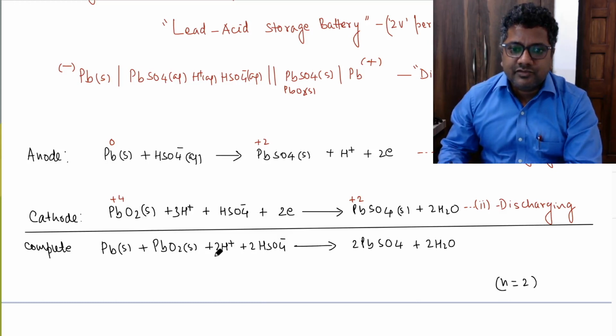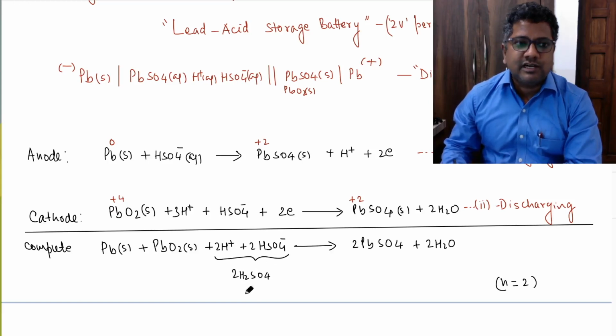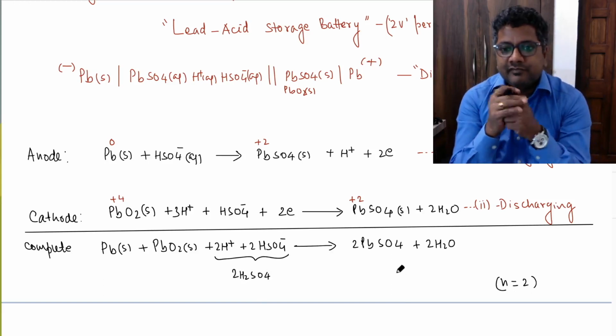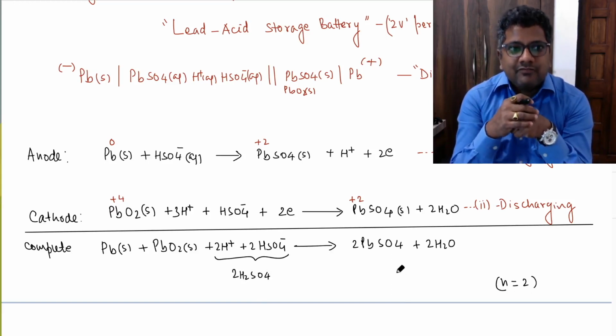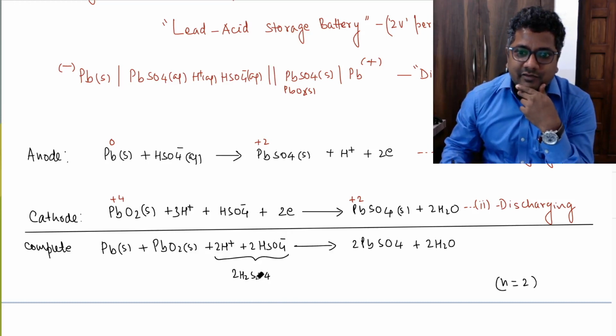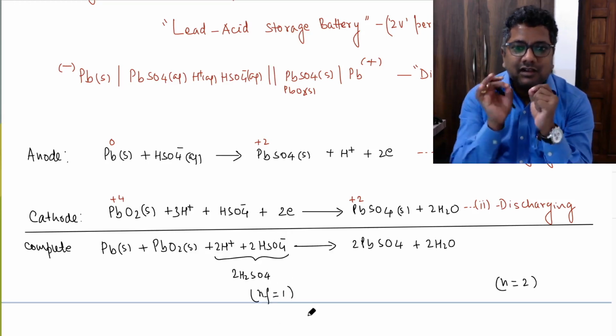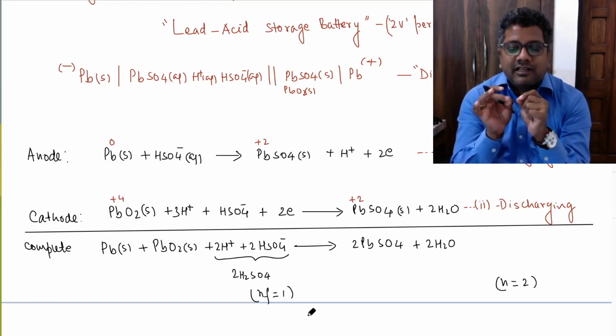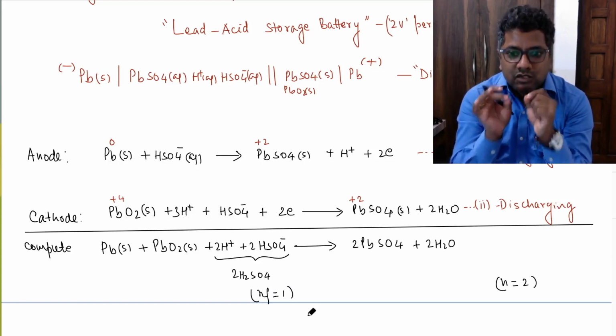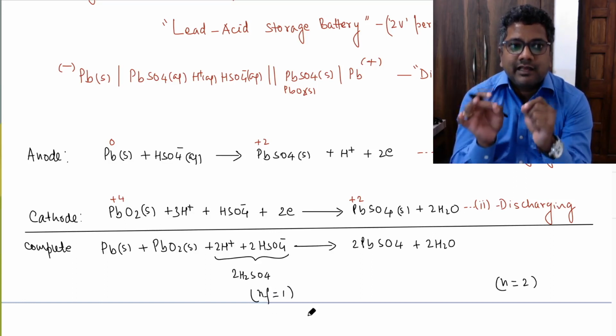And here, if you see, 2H+ + 2HSO4- = 2H2SO4. So 2 moles of H2SO4 requires 2 moles here in this reaction for complete reaction. So you know the N factor for this H2SO4. What is the N factor here? And many people make a mistake here. The N factor for H2SO4 is equal to 1. Never write the N factor for H2SO4 as 2 in this particular reaction.